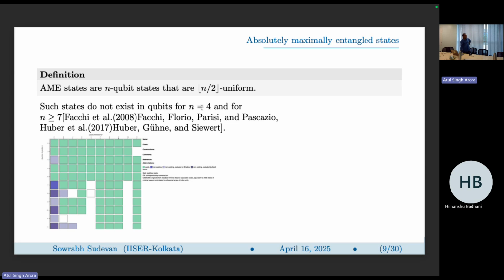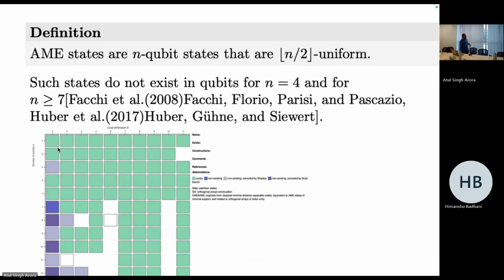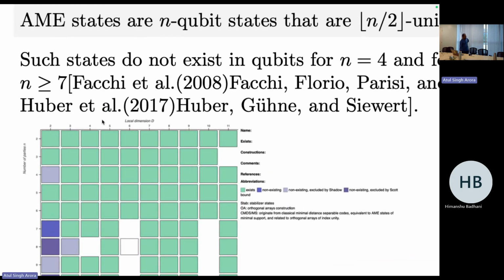The first part of the result, n equal to 4 and n greater than or equal to 7, was shown by these people. It took almost 10 years just to show that the case n equal to 7 is also not possible. And Huber and collaborators have a whole table of AME states. In this table, the axis shows the local dimension, so this could be qubits, 4-level systems and so on, and how many parties. We see that 2, 2 is like the Bell state. The green means that such states exist, and dark blue means they don't exist. And all these blues are not existing.